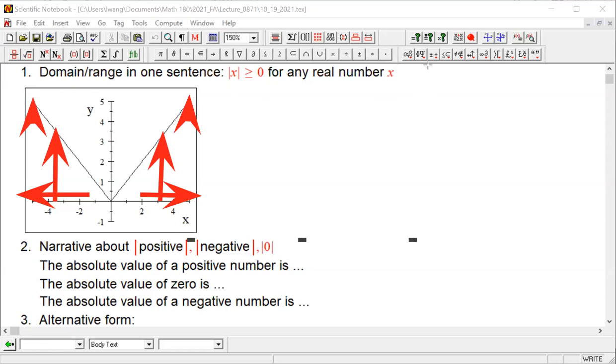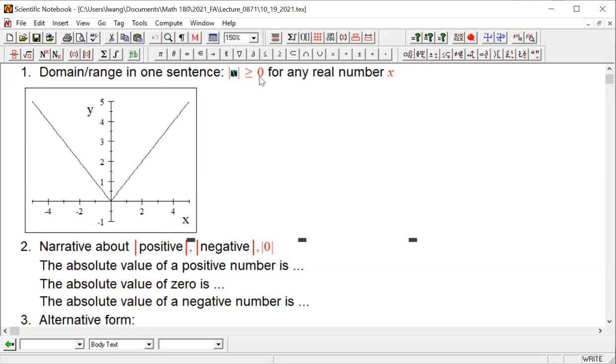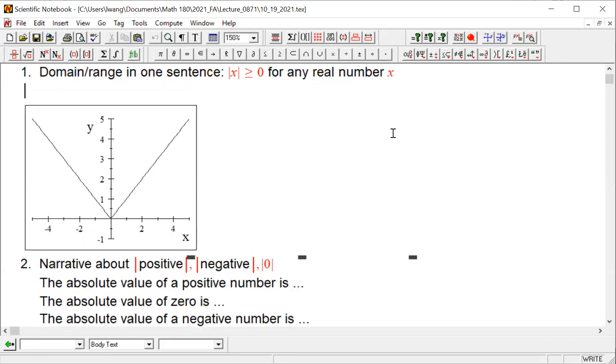Okay, so that's a domain range in one sentence. You plug in any number here, you're always going to get a number larger than or equal to 0. This is how we express it mathematically. And in words, we say the absolute value of any real number is at least 0.